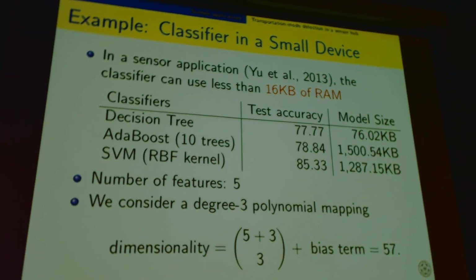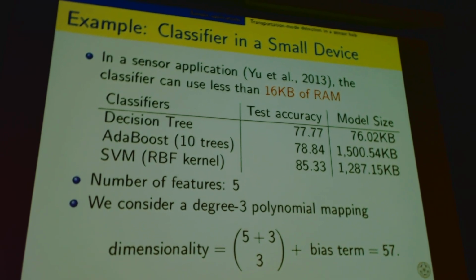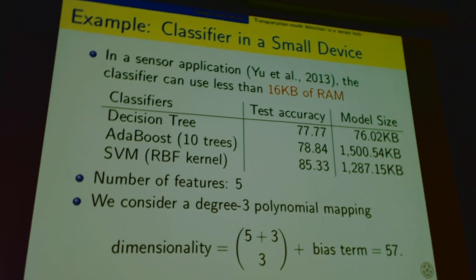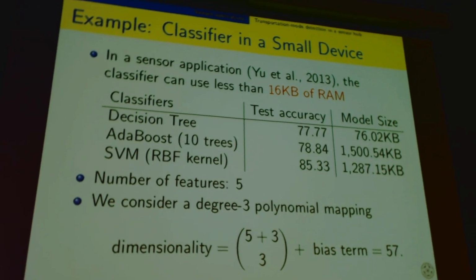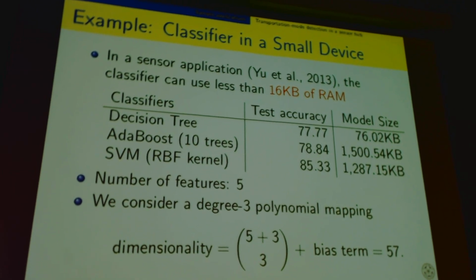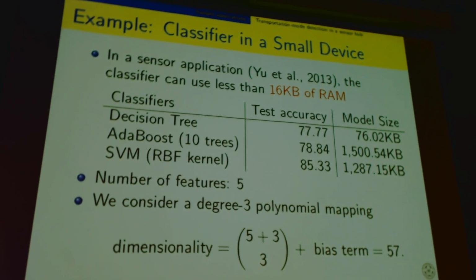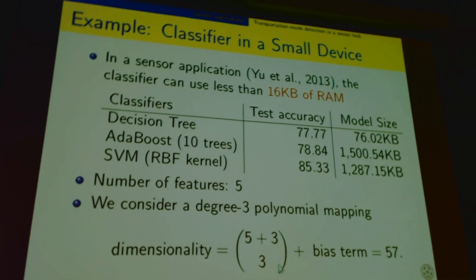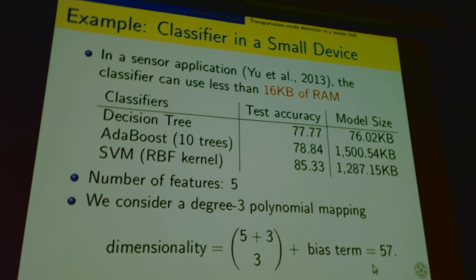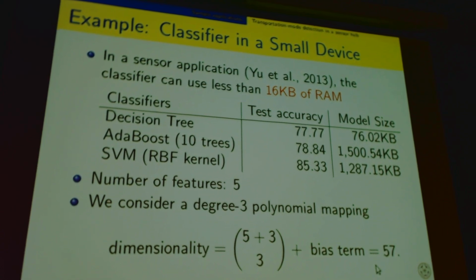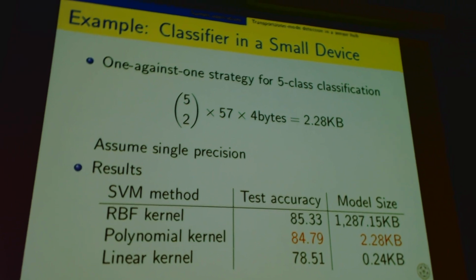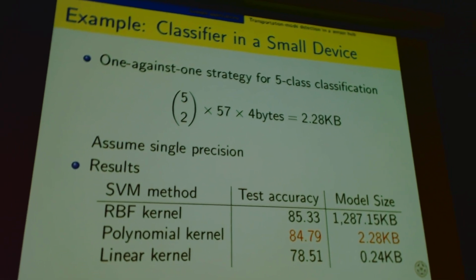For this data set, the number of features is only 5. So what we did is to consider the degree 3 polynomial mapping. What's the dimensionality after doing a degree 3 polynomial mapping? That's actually 5 plus 3 choose 3. In this case, our decision function has a bias term, so we plus 1. So this becomes 57. In the end, we have a linear classifier of 57 features. So what's the size of the model?